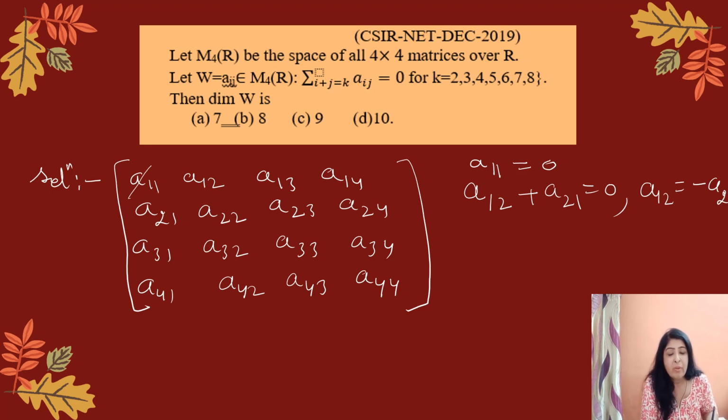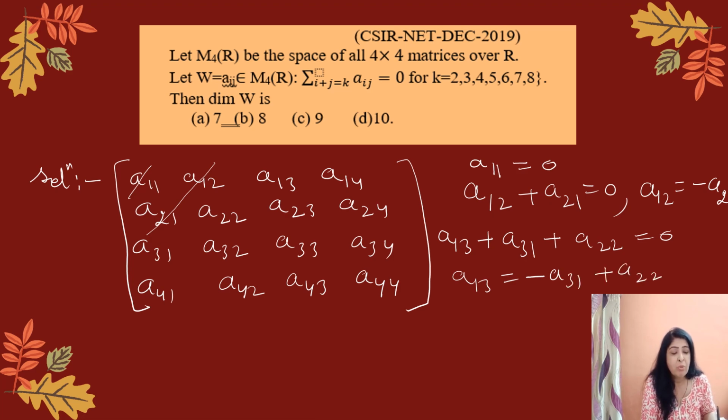Then this and this goes. Then you have A13 plus, put i as 1, j as 3, A13, then A31, then A22, this is equal to 0. So what I will get, A13 is equal to minus A31 plus A22. Then this row goes.